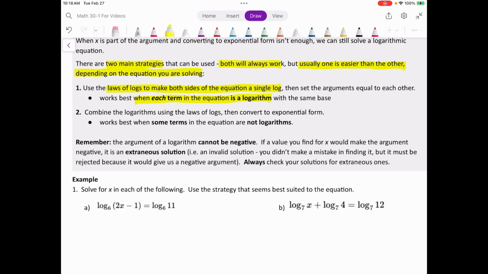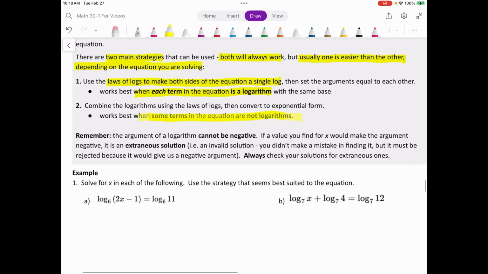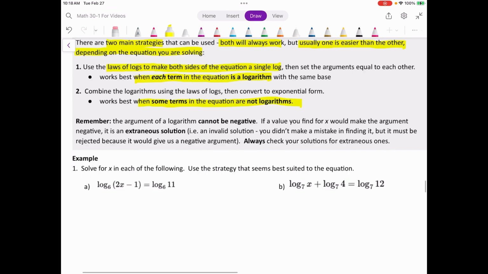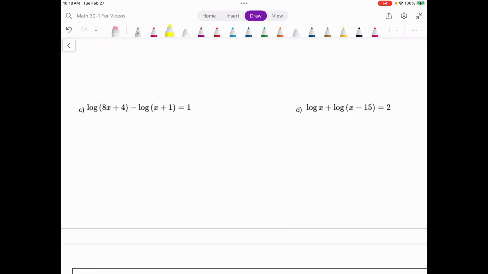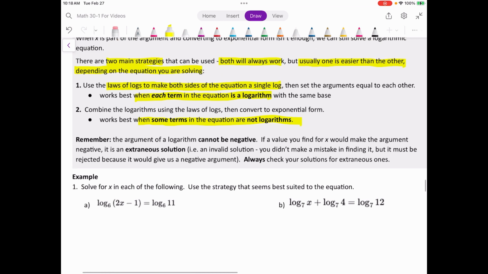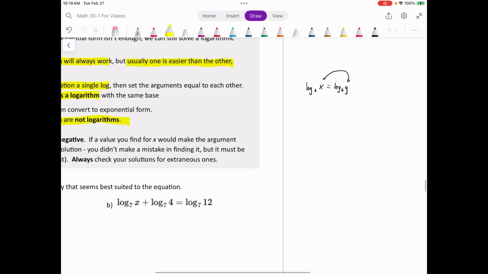We can also, when some terms in the equations are not logs, like for example in C and D, you can see log, not a log, log, not a log, right? Sometimes then when that happens, it's often best to at least get all the logarithms together, combine all the logarithms using the laws of logs, and then you'll have something like log base b of x equals the not a log is going to be on the other side, and then you can just convert to exponential form, and that can help you solve, okay?